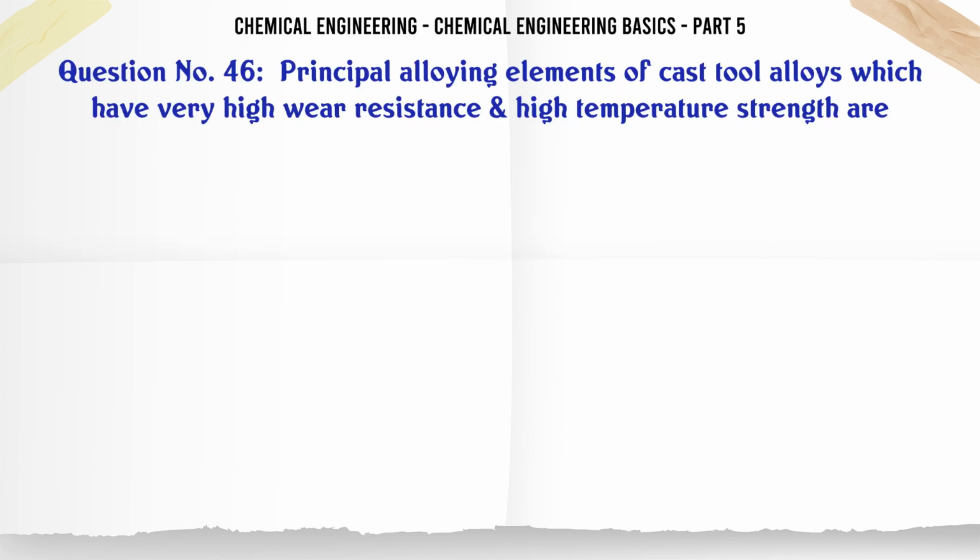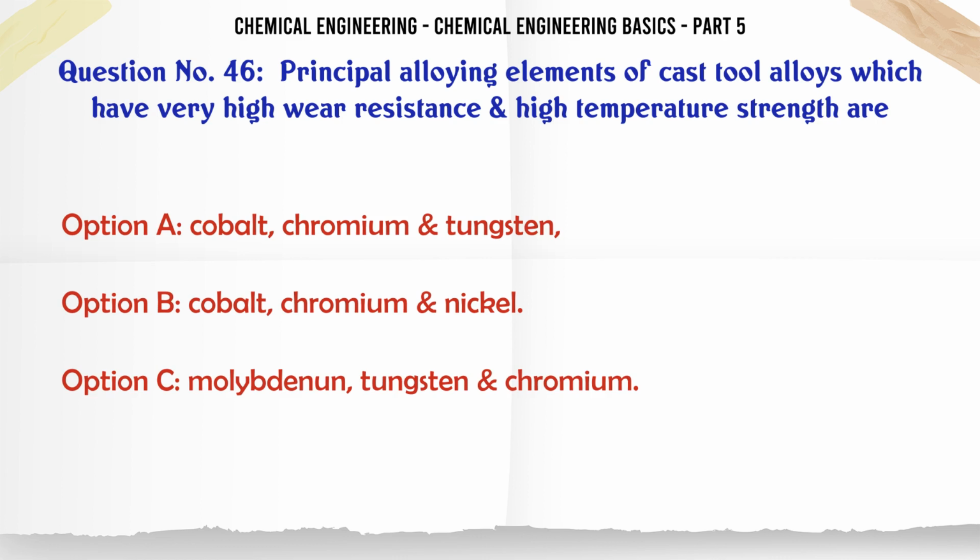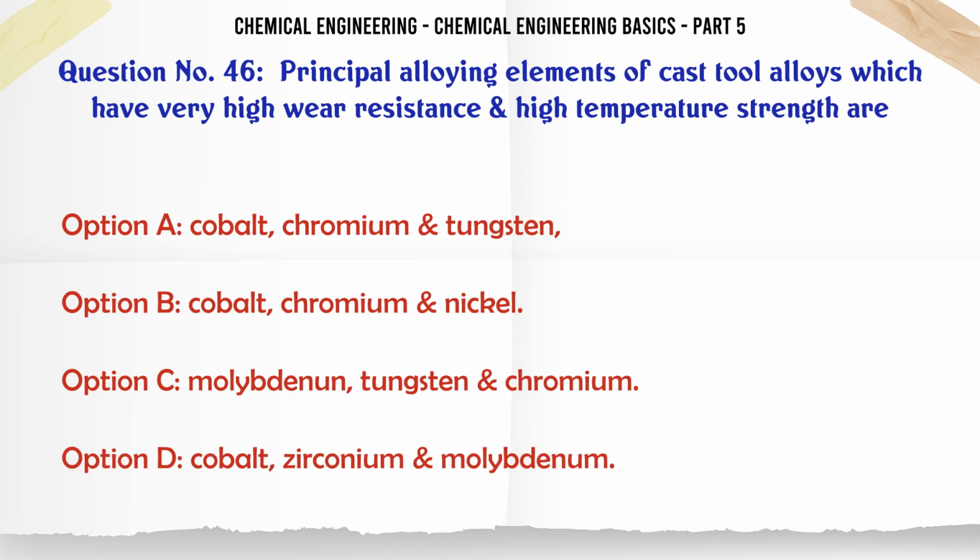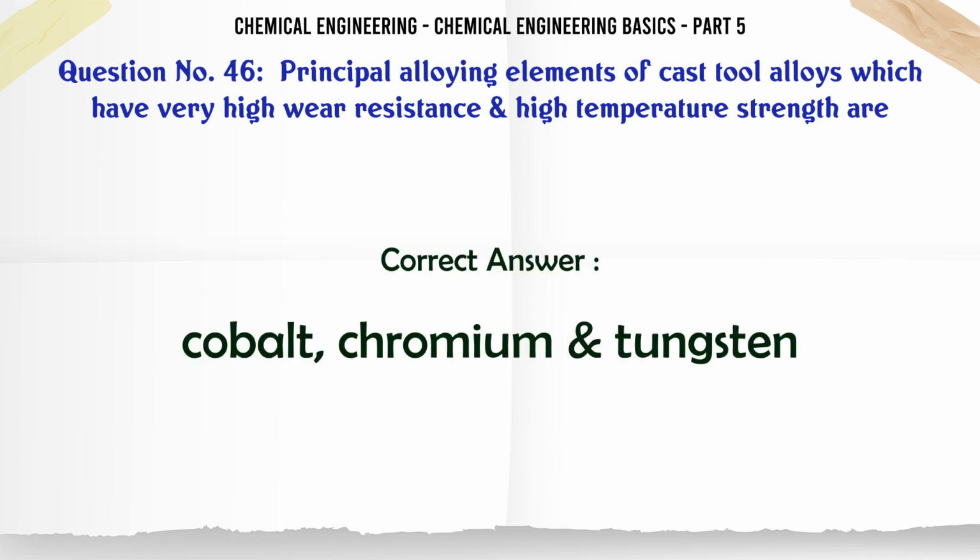Principal alloying elements of cast tool alloys which have very high wear resistance, high temperature strength are A. Cobalt chromium tungsten, B. Cobalt chromium nickel, C. Molybdenum tungsten chromium, D. Cobalt zirconium molybdenum. The correct answer is Cobalt chromium tungsten.